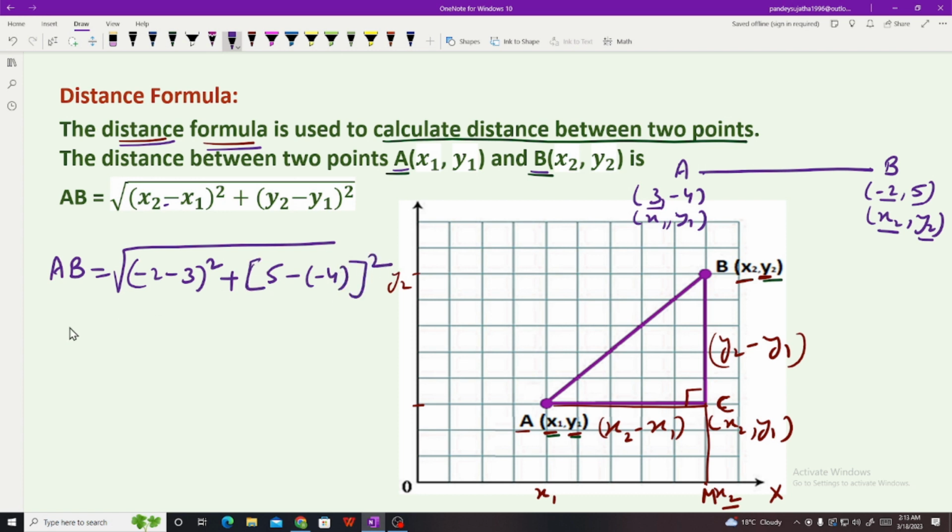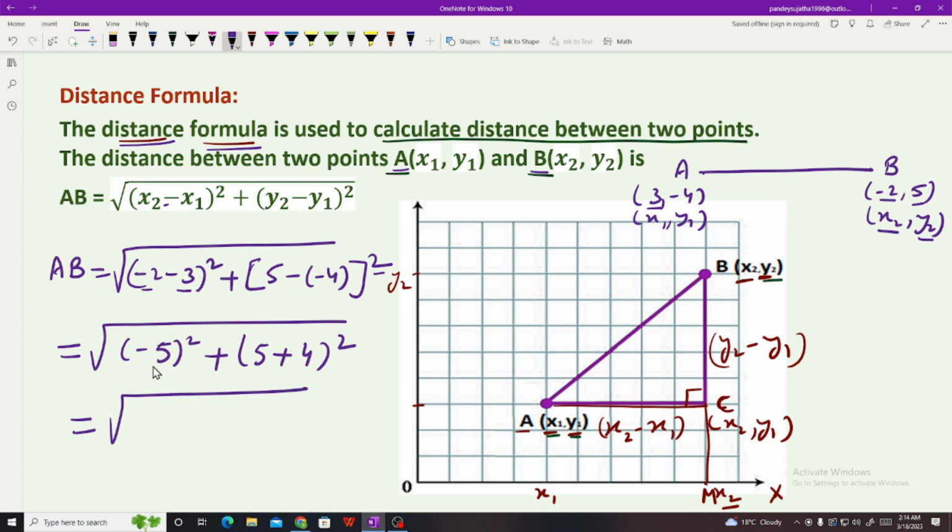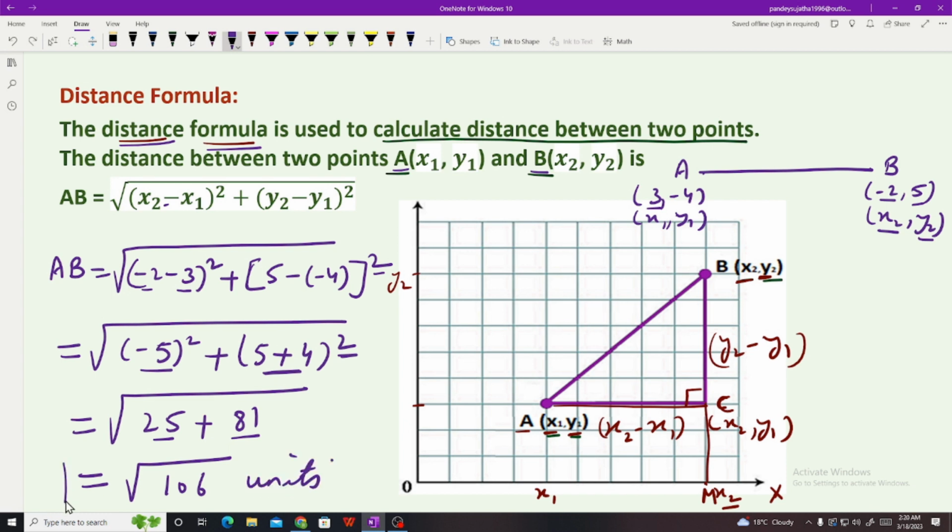whole square, that is equal to root of (minus 2 minus 3 is minus 5) square plus (5 minus into minus is plus 4) whole square, which is equal to root of (minus 5) square is 25 plus 5 plus 4 is 9, and 9 square is 81. That is equal to root of 25 plus 81, that is root of 106 units. So this is the distance of AB.